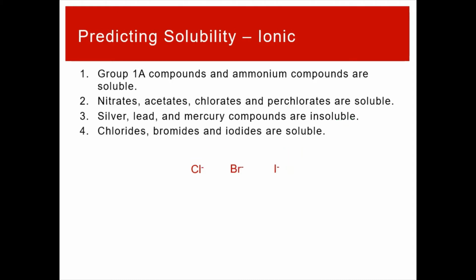Rule 4: Chlorides, bromides, and iodides are soluble. Most of the halogens. You'll note fluoride is not on here. Fluorides don't have similar rules. Only chlorides, bromides, and iodides here.